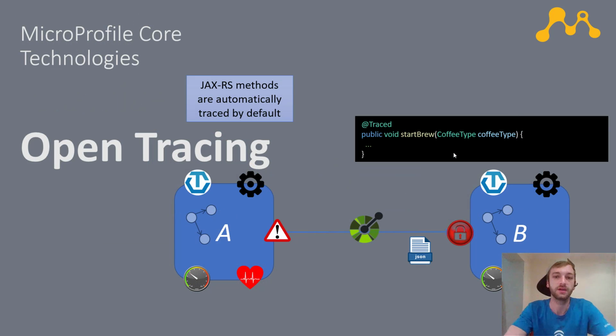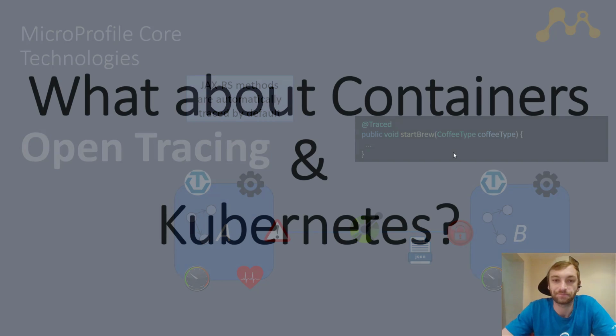application. OpenTracing, so basically it just allows us to trace all these requests that go in between all these microservices. JAX-RS methods are automatically traced by default, but you can have custom tracing, so just by adding @Traced to a method, it will automatically trace any requests from that method.